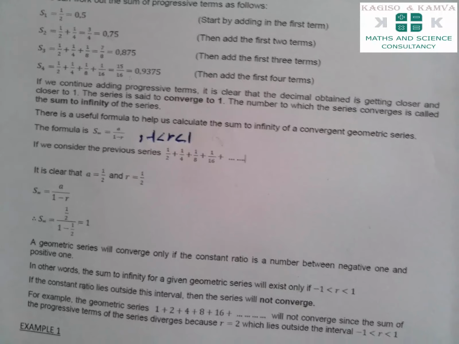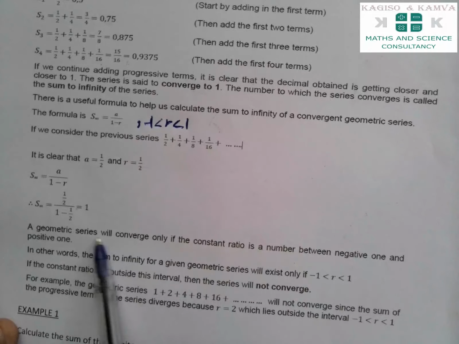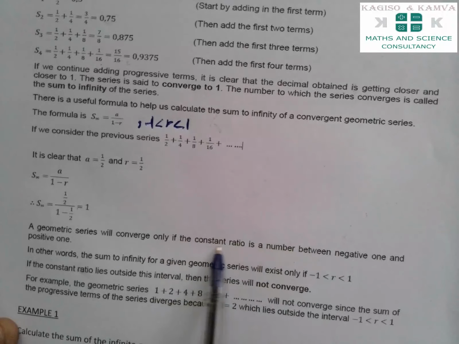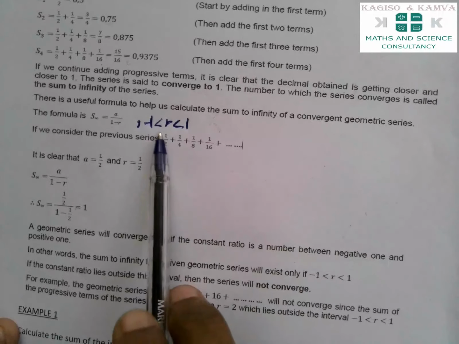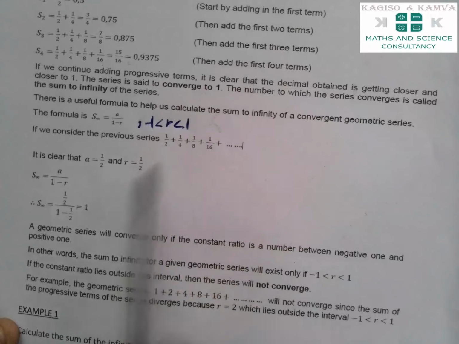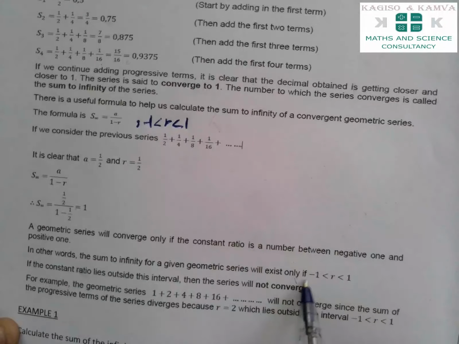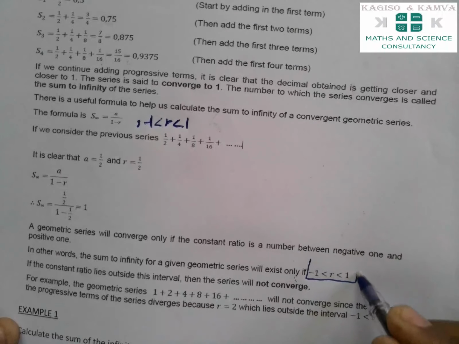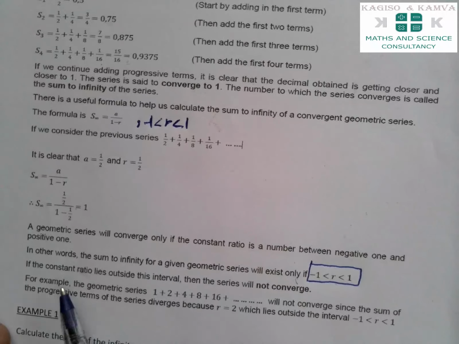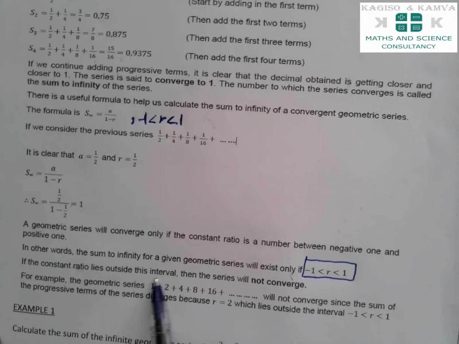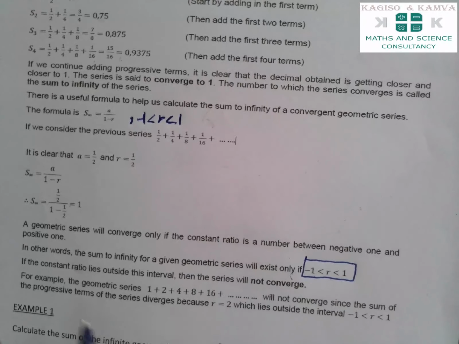A geometric series will only converge if the constant ratio is between -1 and +1. In other words, the sum to infinity for a given geometric series will exist only if r is greater than -1 but less than 1. If the constant ratio lies outside the interval, then the series will not converge. We say the series will diverge.